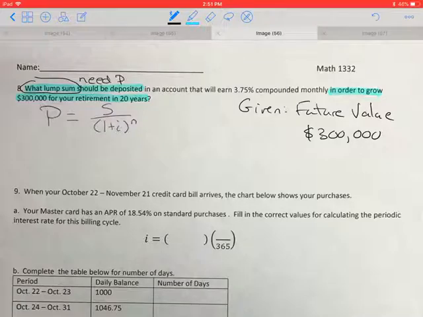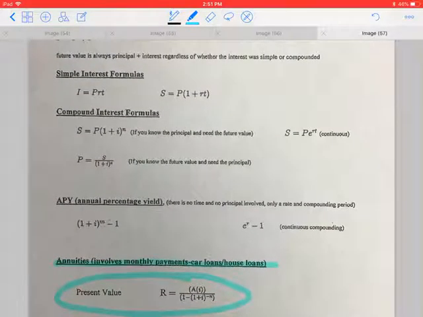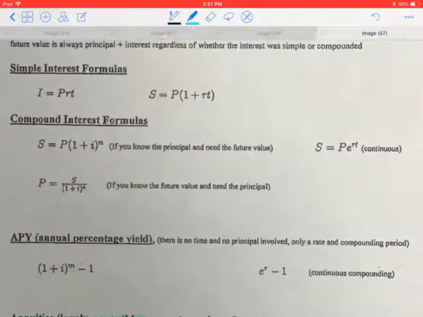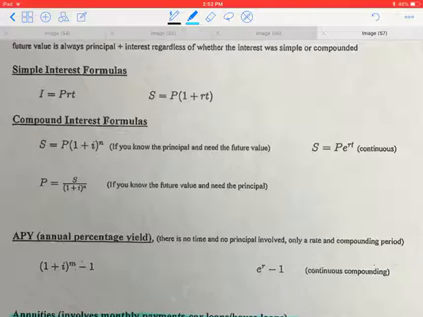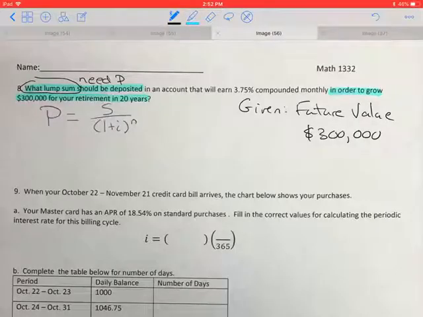So we need principal, and we're given future value. So if I flip over to my formula chart, I'm back to compound interest. Okay, so it wasn't a car loan, a house loan, anything like that. This one is if you know the future value and need the principal, so that's exactly the situation we had on number 8. All right, so once you've got all those formulas down, now you can go back and you can go ahead and work your problems.